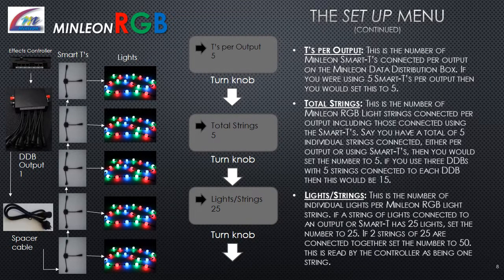Tees per output. This is the number of Minleon Smart Tees connected per output on the Minleon data distribution box. If you were using 5 Smart Tees per output, then you would set this to 5.